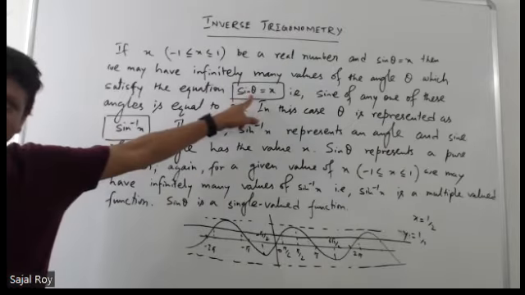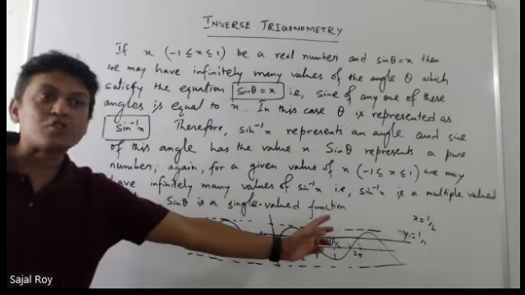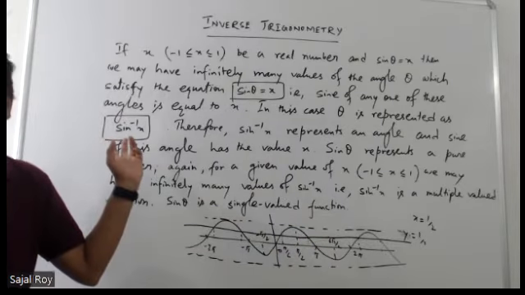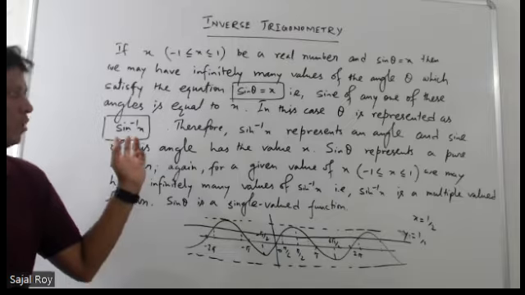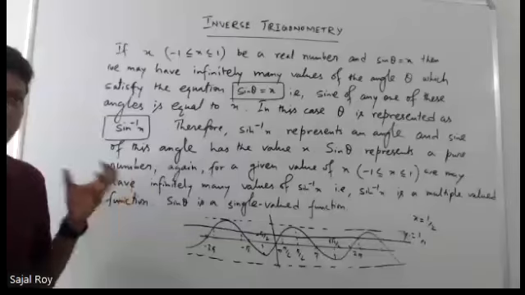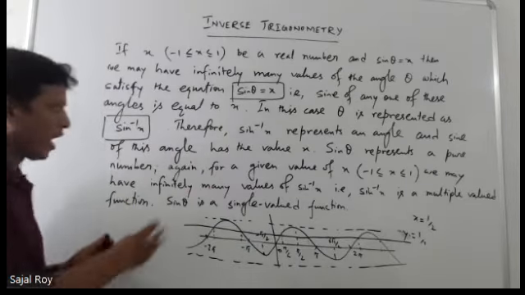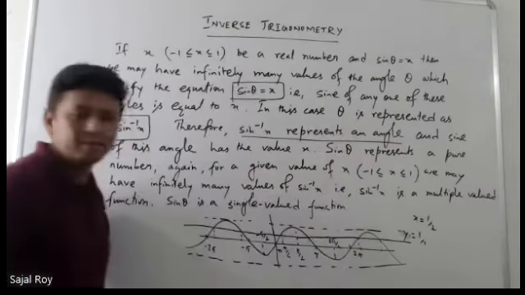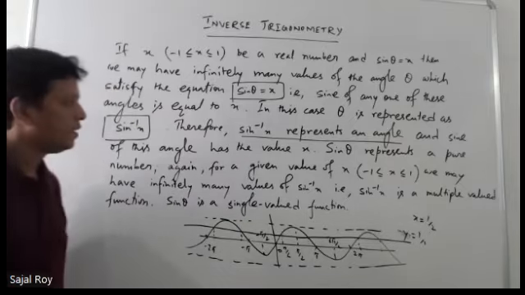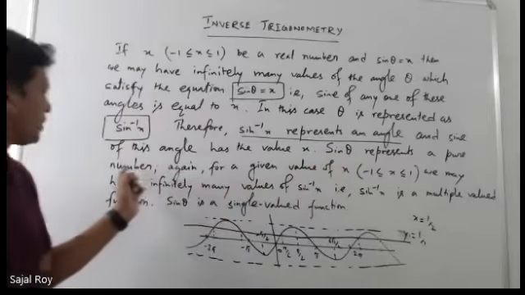Sine theta is a real number because you are getting a particular value there. And these values which I was talking about are basically the angle measurements. So sine inverse x represents an angle, my dear. Inverse function, sine inverse, especially trigonometric inverse, is an angle. And the sine of this angle has the value x, right? So sine theta represents a pure number.